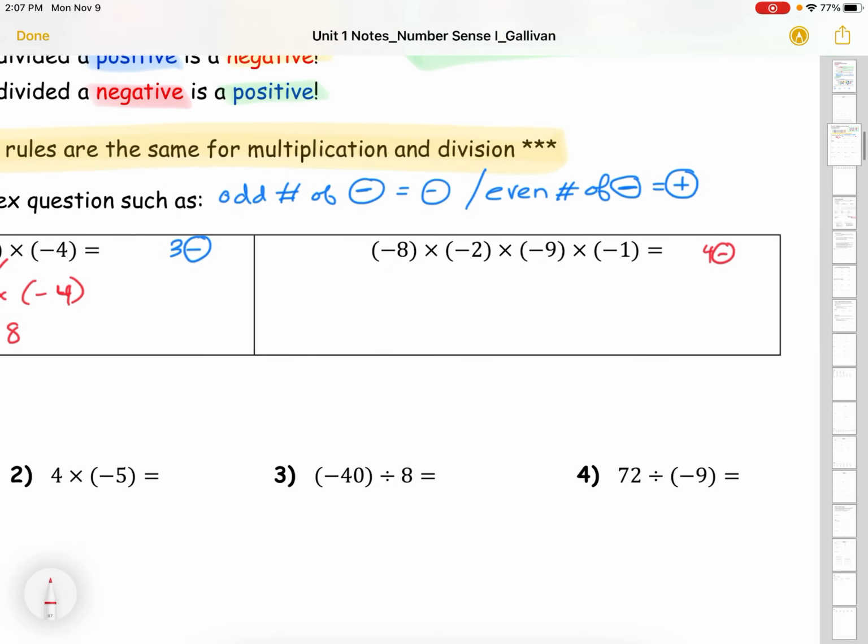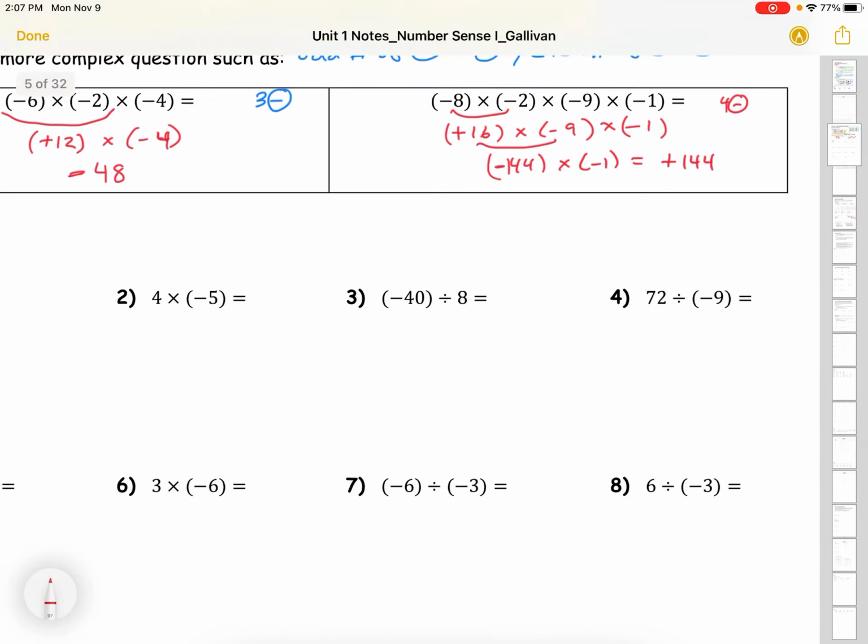So let's check. Let's do it step by step. If I multiply these two, I get positive 16, because a negative times a negative, times -9 times -1. So multiply these two, positive 16 times -9. I got a positive times a negative, so it'll be -144 times -1. And now I have a negative times a negative, so I should get a positive answer, so positive 144. Now, again, I could just simply multiply those numbers, add up my negative signs, and discover that I have an even number, and that will give me my positive answer.